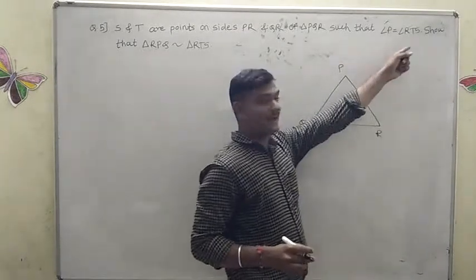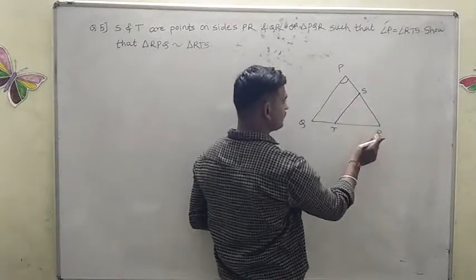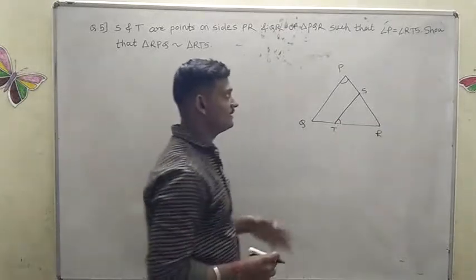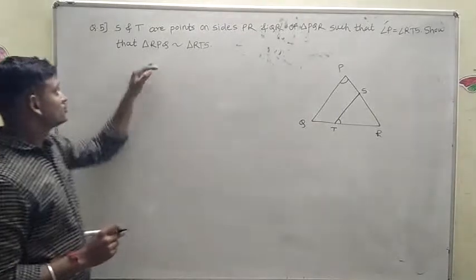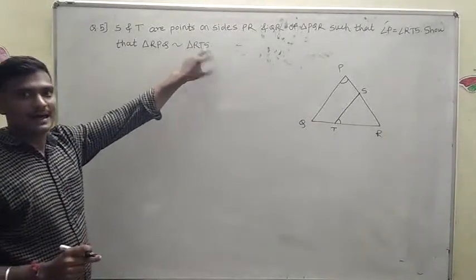Angle P is equal to angle RTS is given. That is, this one angle P is equal to angle RTS is given. These two angles are equal. Now, we have to show here triangle RPQ is similar to triangle RTS.